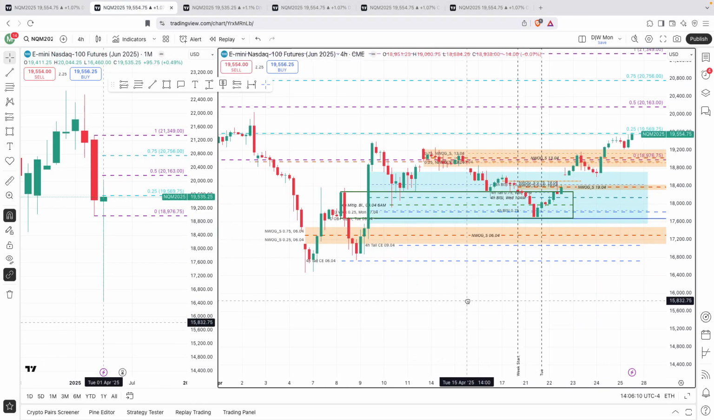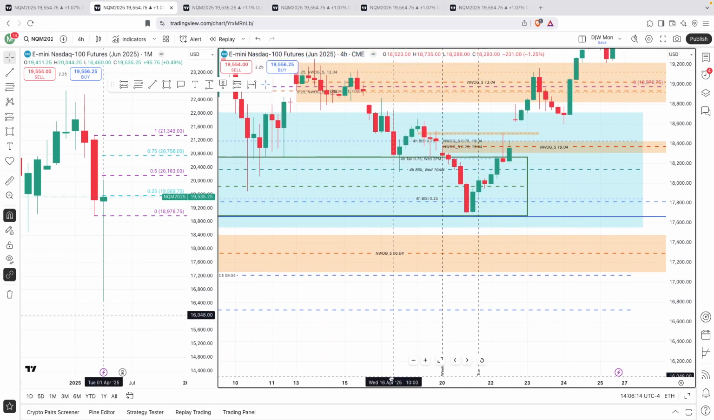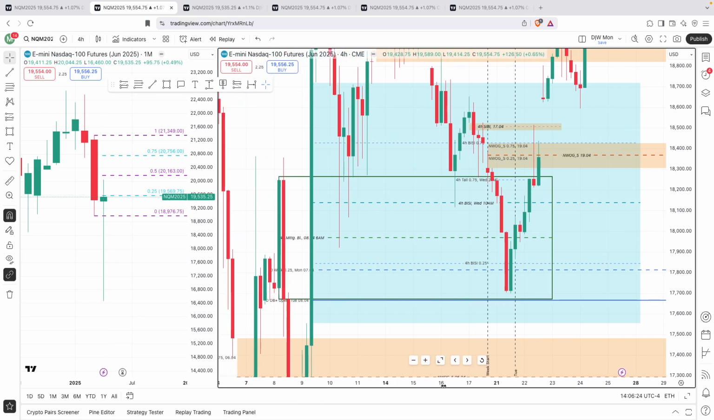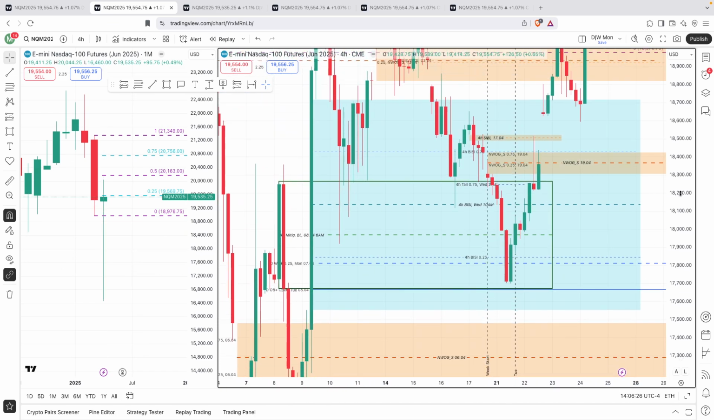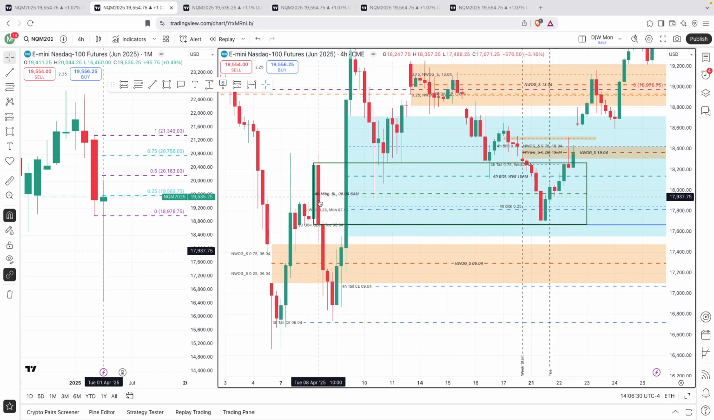If we look on the 4 hour, so this was the new week opening gap on Sunday. So price has opened, it's gone into a discount. So here we see we have a mitigation block on 4 hours. So this is almost like a bullish block, a bullish breaker.